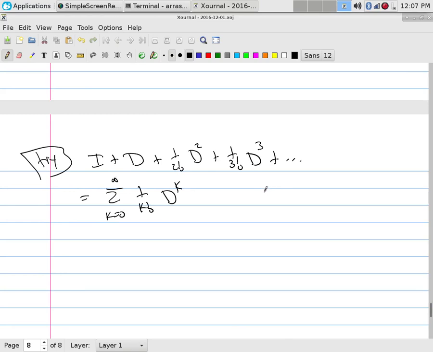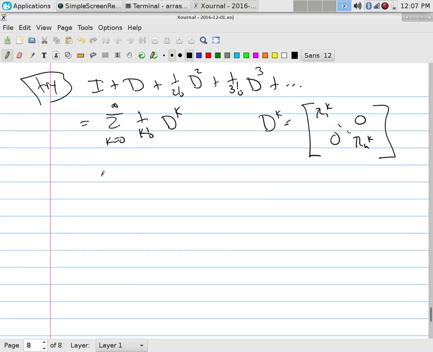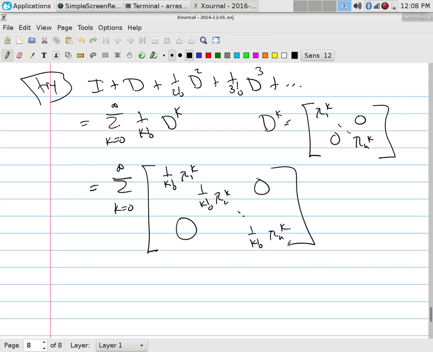But here's the deal. What is D to the k? It's a diagonal matrix. That is lambda 1 to the k, lambda n to the k, 0, 0. What's that times 1 over k factorial? That is 1 over k factorial lambda 1 to the k, 1 over k factorial lambda 2 to the k, and so on, 1 over k factorial lambda n to the k, with zeros elsewhere.